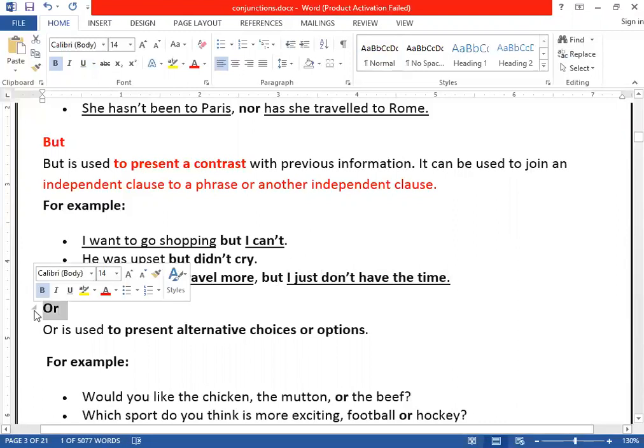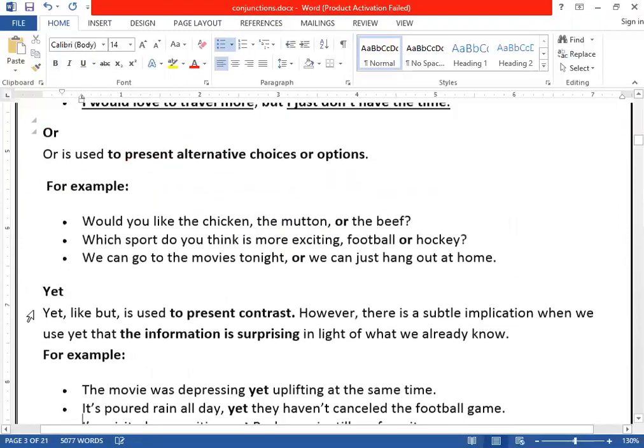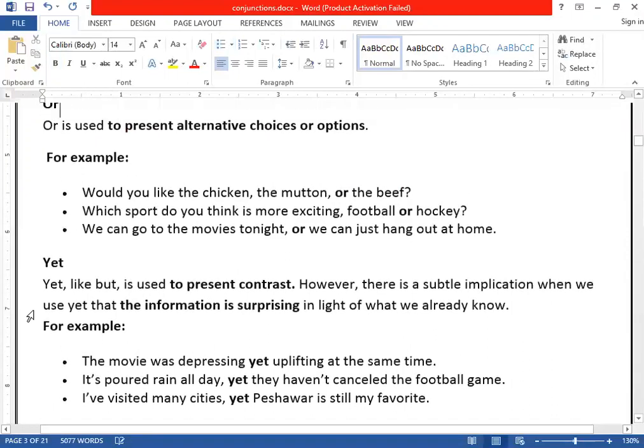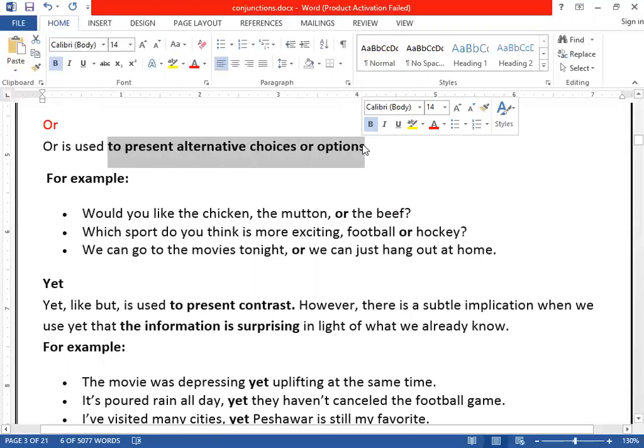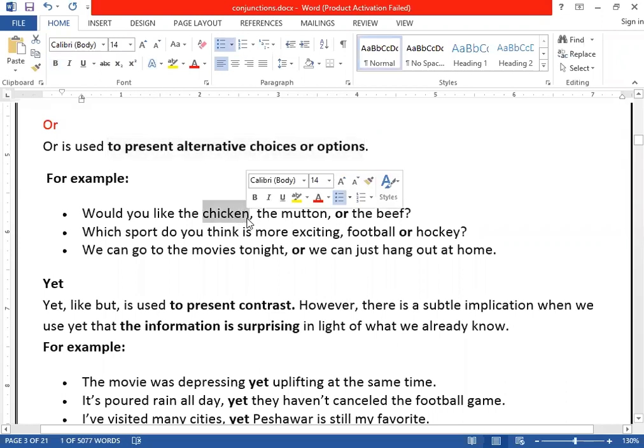The next one we have is or. Again, it's a coordinating conjunction, and or is used for what? To present alternative choices or options. Like to show options, we use or. For example, would you like the chicken, the mutton, or the beef? Can you see here? There are three options with you. So we have used the coordinating conjunction or in this case.